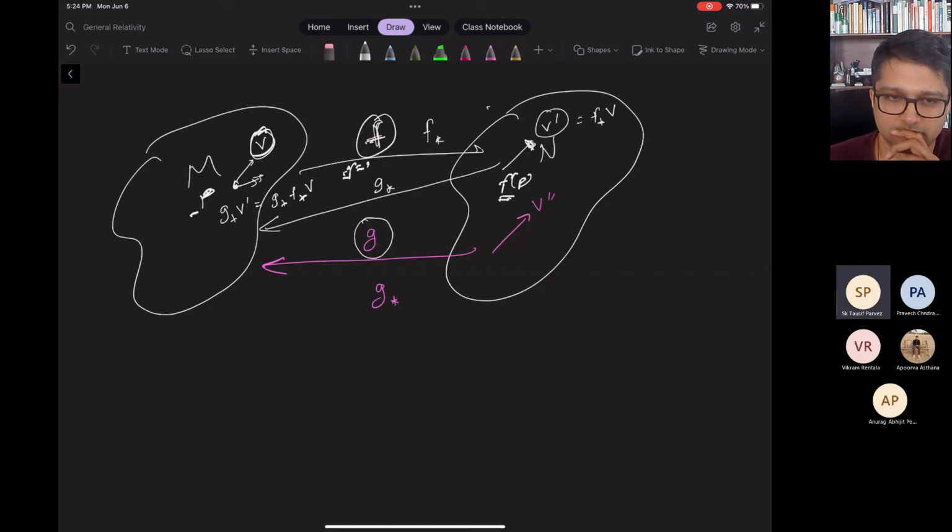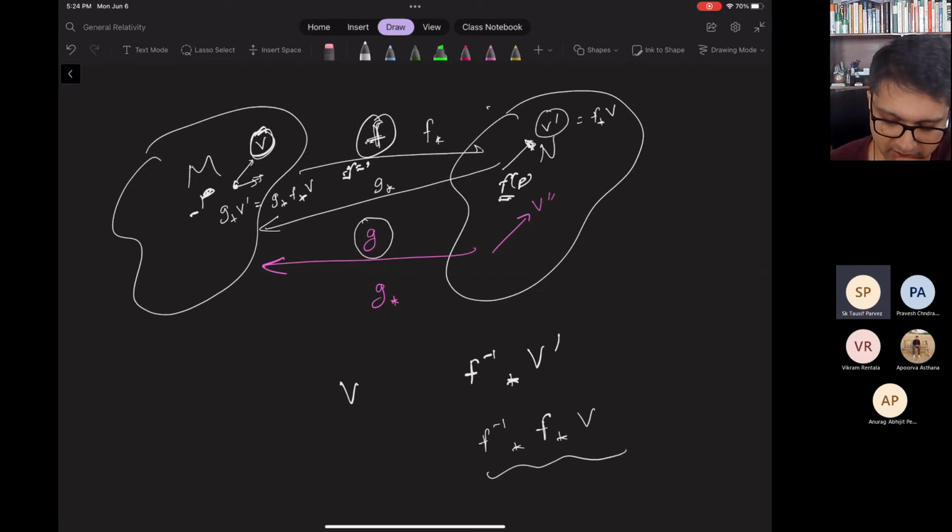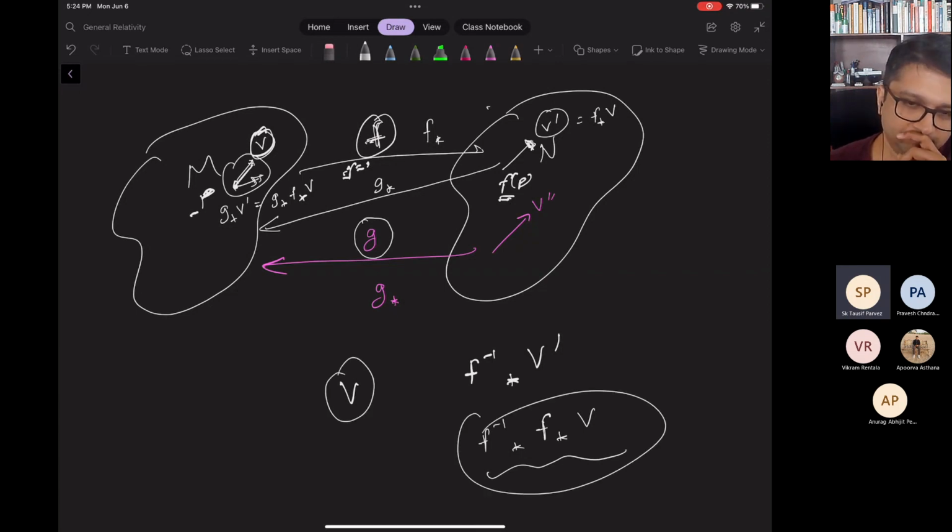V and F inverse star of V prime both lie on the same point on M, where V prime is equal to F star V. This vector and this vector both lie at the same point on M, and they belong to the same tangent space. This can only happen if we have F inverse, and if we have G, then this will not happen.